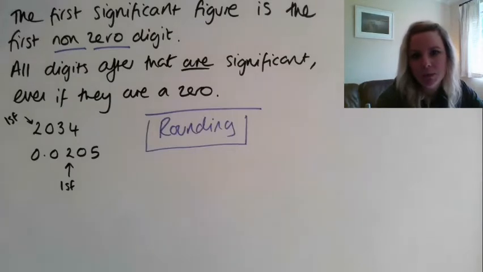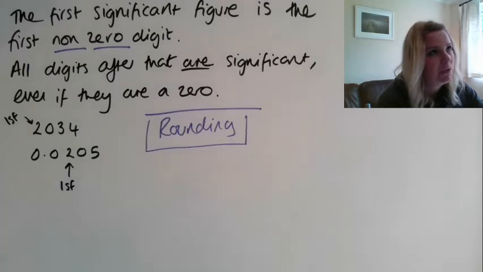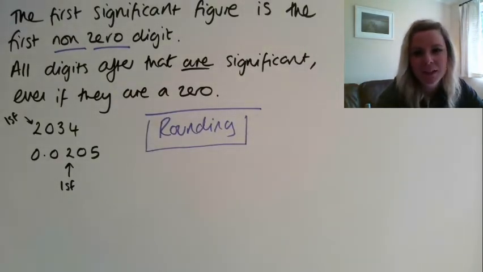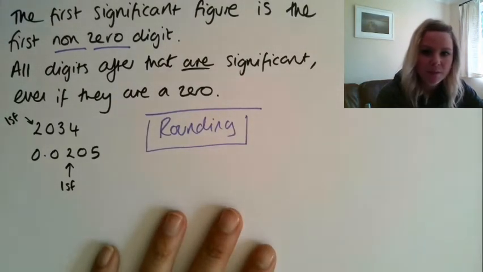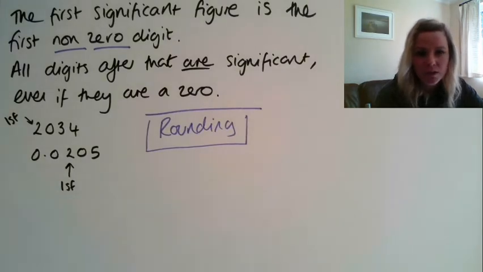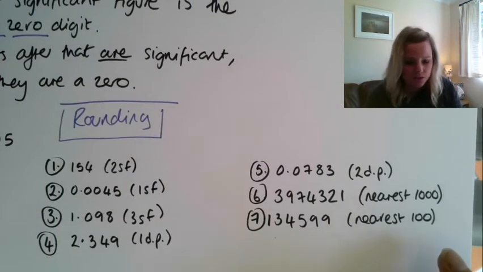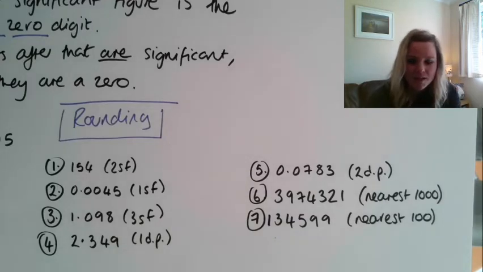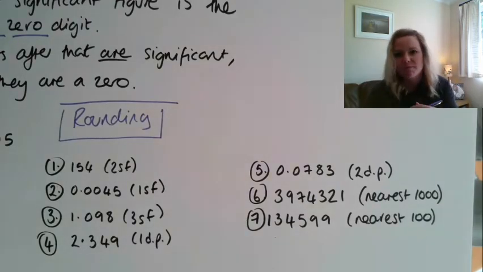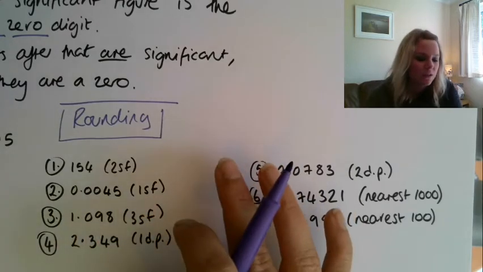Now, we need to be able to round to a certain number of significant figures. We also need to be able to round to decimal places and things like that. So I'm going to write out a few examples here asking us to round to various different things, and we'll work our way through that. Right, so we've got a selection here of rounding to significant figures, decimal places, or things like nearest 100 or nearest 1000. So the first thing we always need to do is identify the decimal place or the significant figure that the question is talking about.